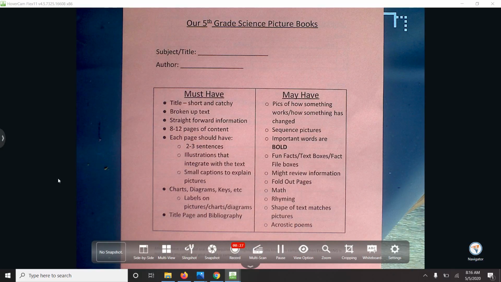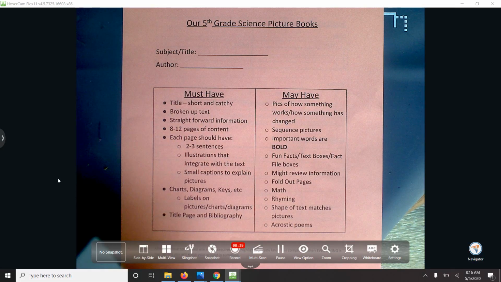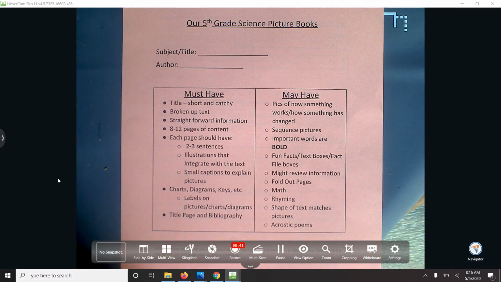Okay. So I want to go over this project. We're going to be making a picture book. It's going to be like 8 to 12 pages, and it's going to be on a 5th grade science topic. So what is your picture book going to need? It's going to need a title. This should be something that's short, not super long. It should be kind of catchy or interesting.